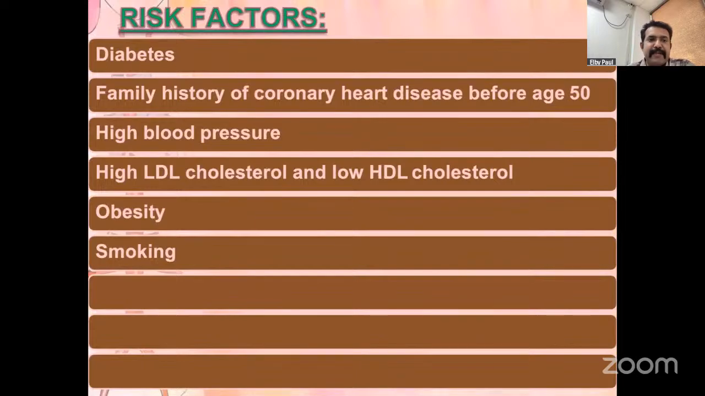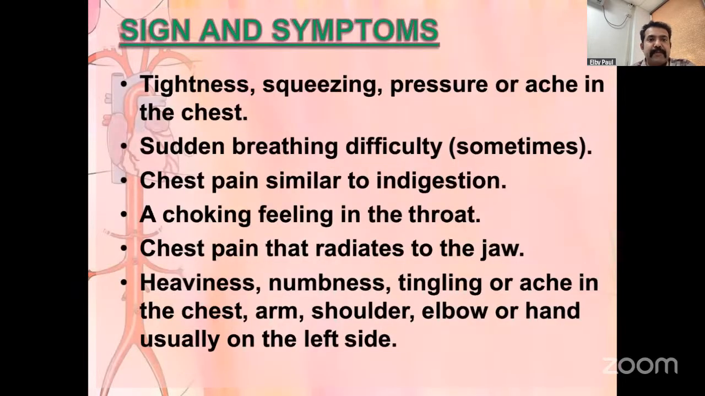Anemia, heart valve diseases. Okay. Risk factors: diabetes, family history, high blood pressure, high LDL cholesterol, low HDL cholesterol, obesity, and smoking are the risk factors. Signs and symptoms: tightness, squeezing of the heart, pressure or ache in the chest, sudden breathing difficulty, sometimes shortness of breath, chest pain similar to indigestion, a choking feeling in the throat. The patient feels something is obstructing their airway.